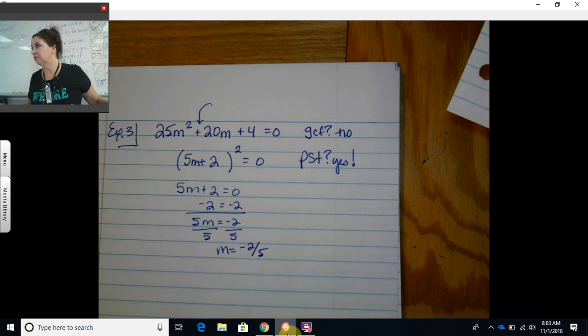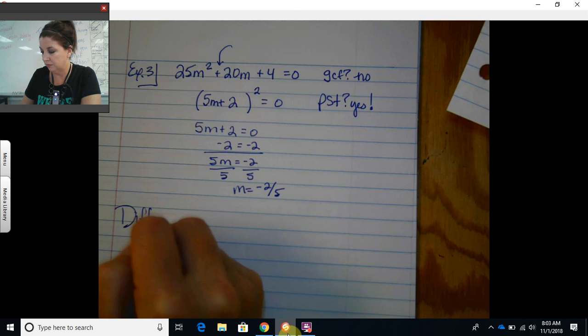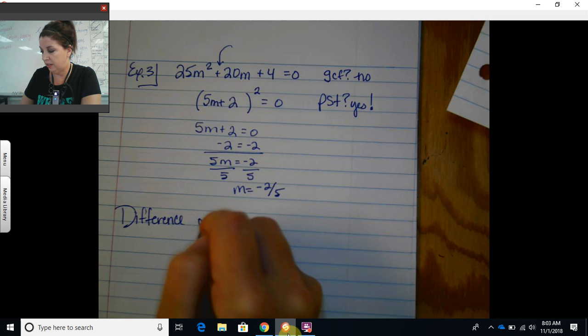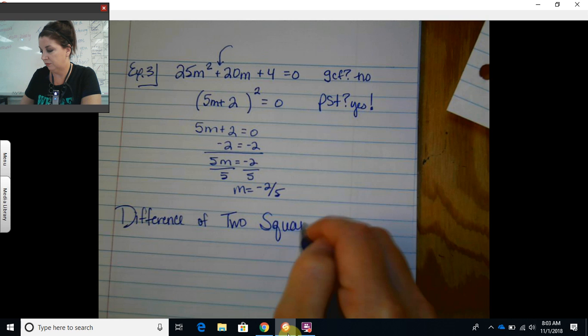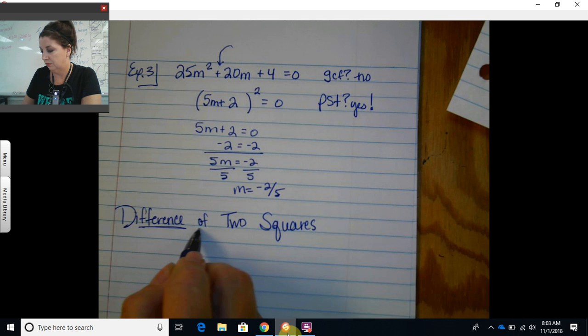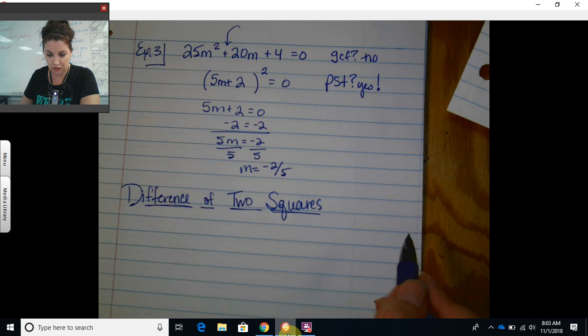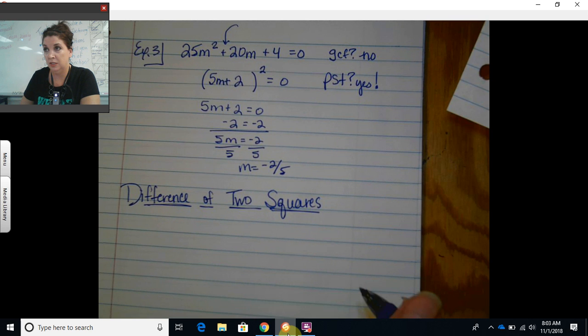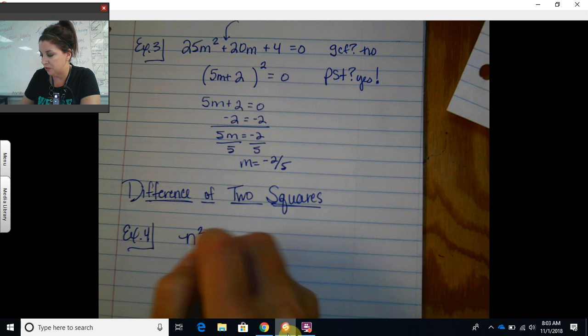Okay. Next special case is called difference of 2 squares. What does difference mean in the math world? Subtraction, okay? It's not called the sum of 2 squares. It's called the difference of 2 squares. So, for example, if I had n squared minus 25 equals 0.